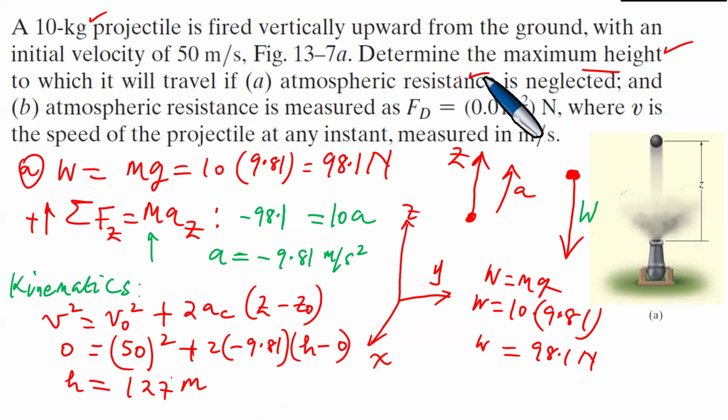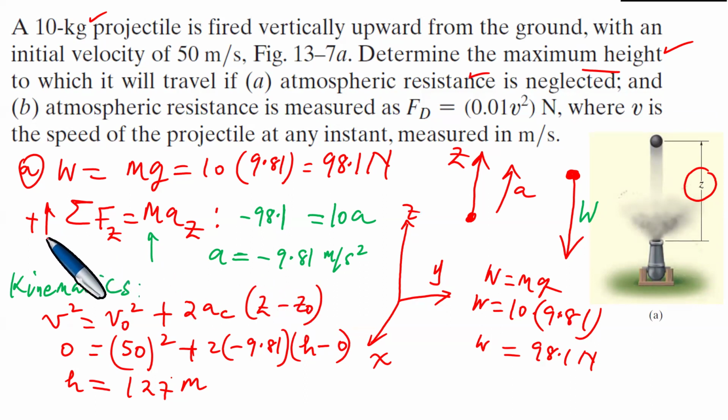So we are really saying we have to determine the maximum height to which it will travel if atmospheric resistance is neglected. That is the situation. So if the projectile is fired from the ground and it goes all the way up, it moves along the Z-axis. Right, so as it goes up, the acceleration is negative. It is a form of deceleration.